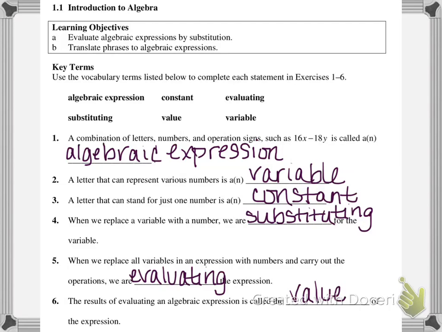We don't solve an expression because we only solve equations which have equal signs. So if you're dealing with an expression and you're just substituting in a value, you're only considered to be evaluating. And finally, the results of evaluating an algebraic expression is called the value of the expression.